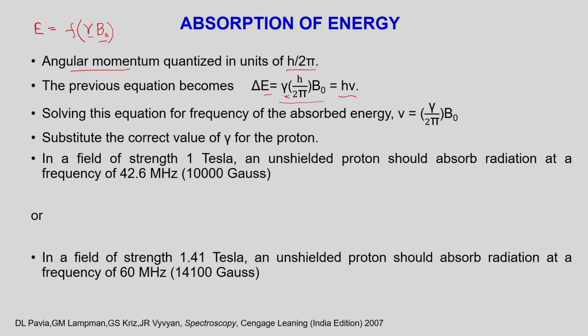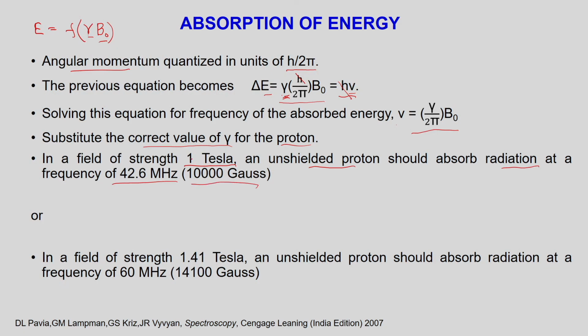This is for the particular nucleus, please remember, it is not wavelength. Solving this equation for frequency, what is the frequency of the light? You just have the h cancelling out this h. So, what you have is that the frequency is the magnetogyric ratio divided by 2 pi, multiplied by B naught. If you substitute the correct value for the proton, you will get the value. For example, if we talk of a proton in a field of 1 Tesla, an unshielded proton should absorb radiation corresponding to a frequency of 42.6 megahertz. So, it's almost 10,000 Gauss.